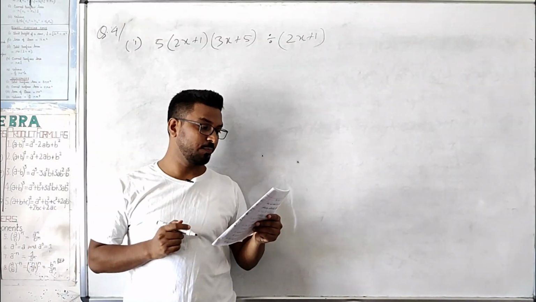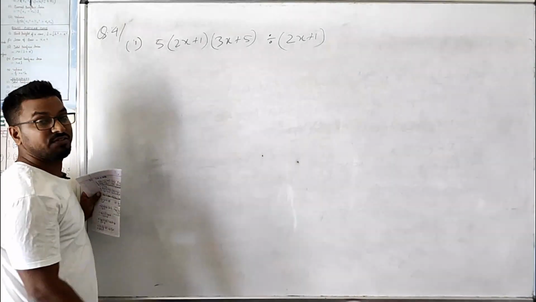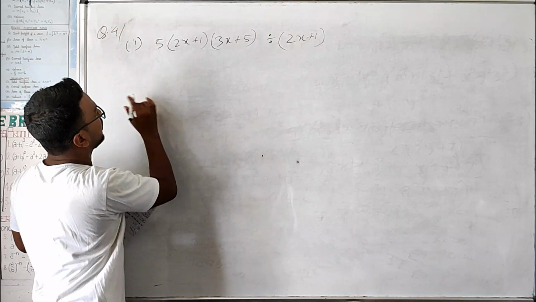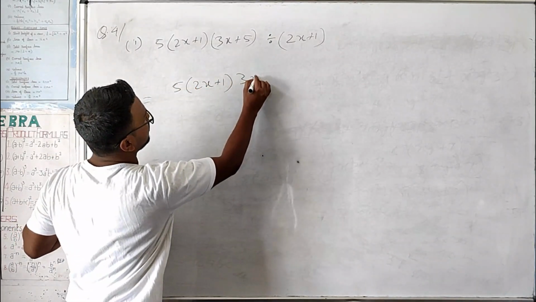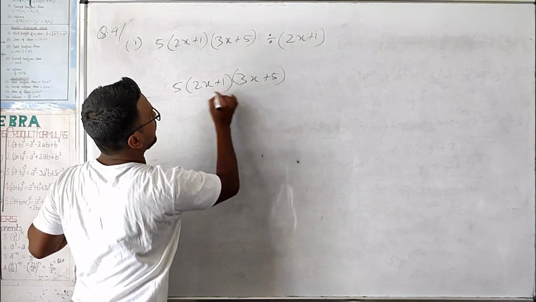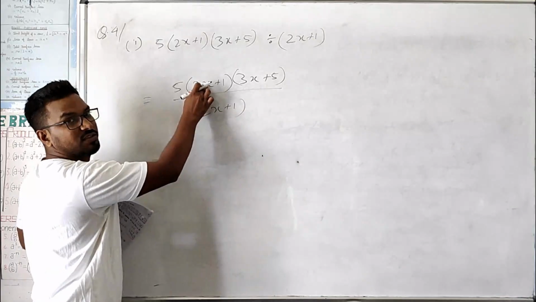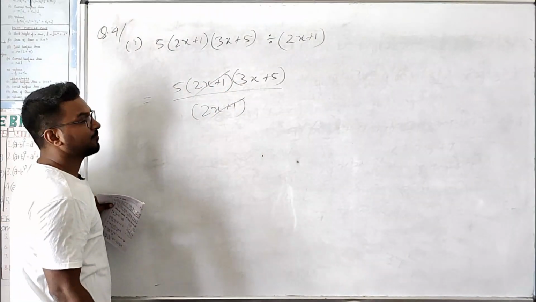Moving to question number 4, divide as directed. Okay, this is the question. This is very simple. Question number 4 over number 1. So this can be written as 5 into (2x plus 1) into (3x plus 5), divide by (2x plus 1). So both the factors are the same, you can cancel it because all the terms are multiplying, right?